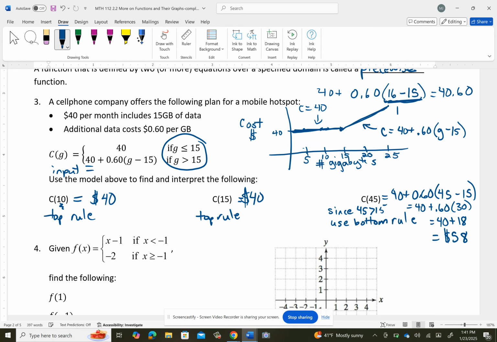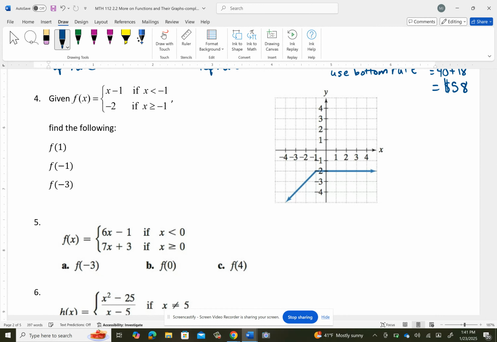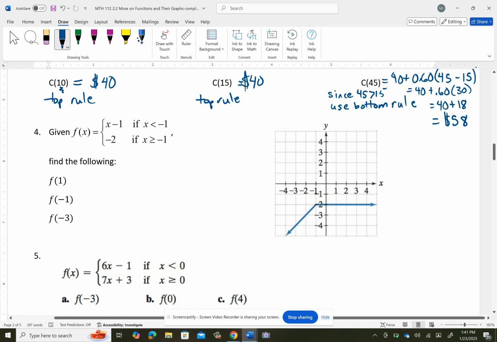All right, so you need to be able to evaluate a piecewise function. F of 1 can't have two different outputs because this is a function. Which rule you use depends upon which condition it fits. So for f of 1, I would think 1 is greater than or equal to negative 1, so you need to use the bottom rule. Negative 1 is also greater than or equal to negative 1 because of the or equal to. So for that one, I'm going to use the bottom rule.